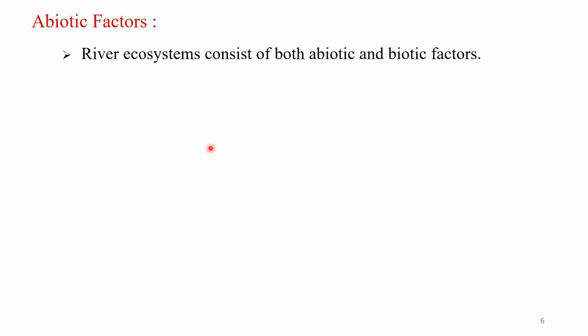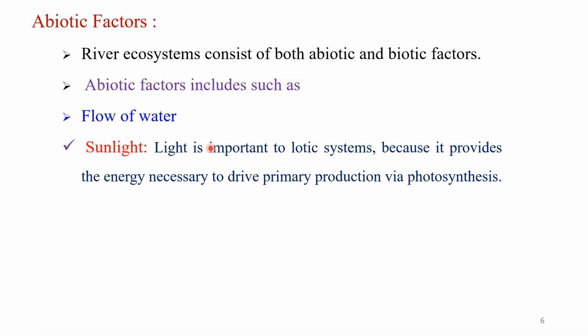When we are talking about the structure of the ecosystem, you know that each and every ecosystem consists of two factors, the abiotic factor and the biotic factor. In the river ecosystem also, we have biotic and abiotic factors. If we talk about the abiotic factors in the river ecosystem, we have a number of them. The important factors are the flow of the river, and then sunlight.